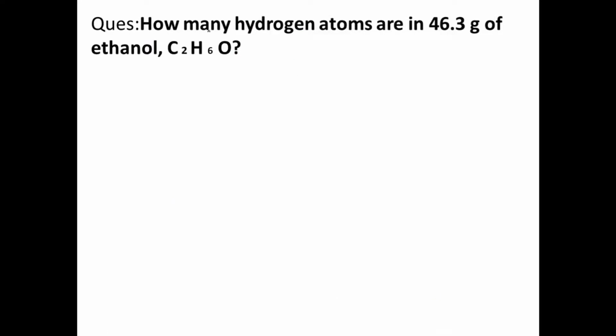Again, a similar type of question, but a different way. How many hydrogen atoms are there in 46.3 gram of ethanol? Ethanol is an alcohol whose formula is C2H5OH. And this is the condensed way to write it. Now, if we calculate the number of atoms, we'll use the formula again: Avogadro number times the number of moles. But we need to calculate the number of moles first in this question.